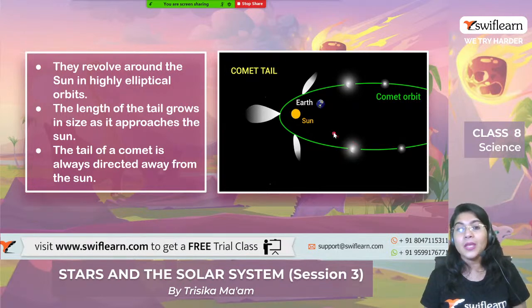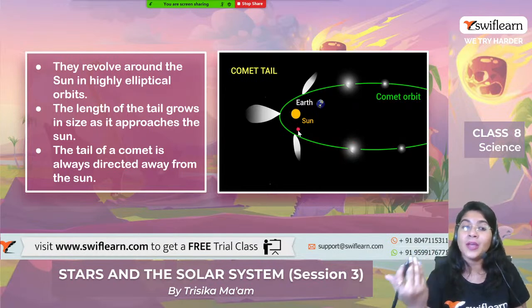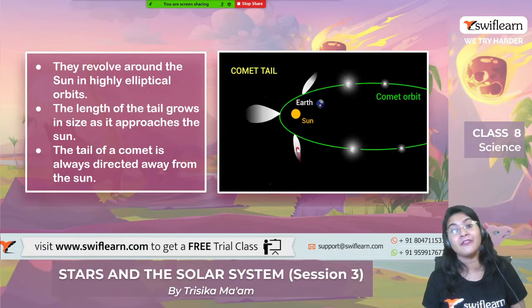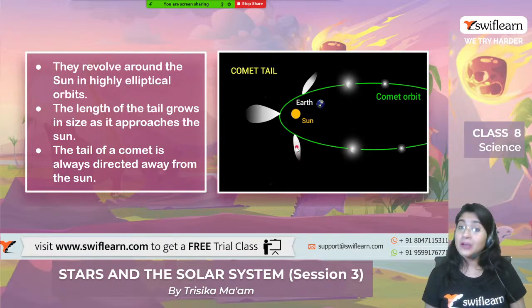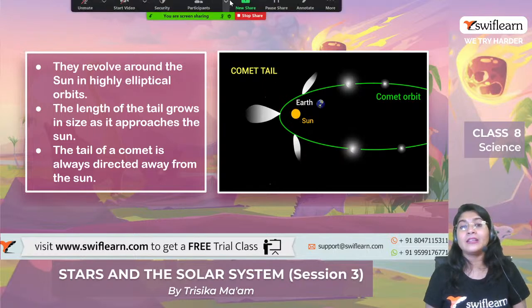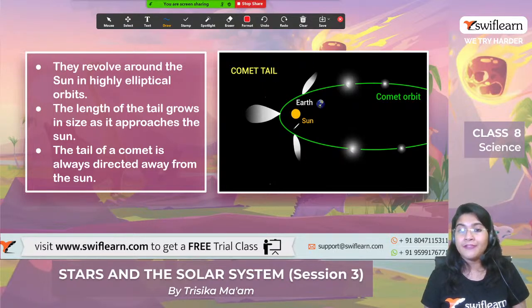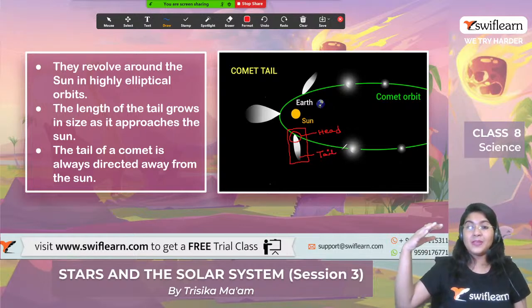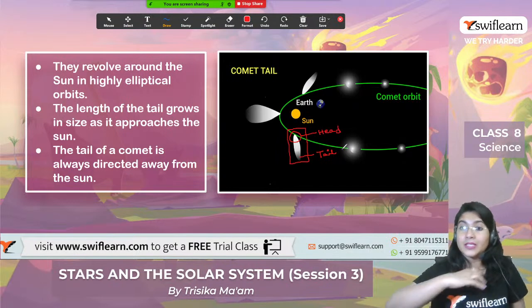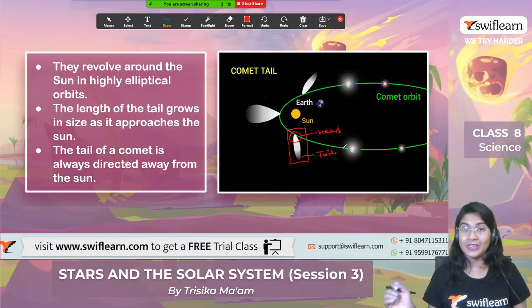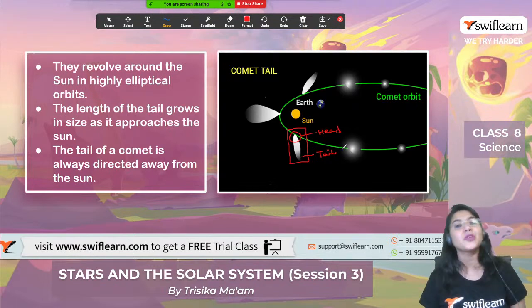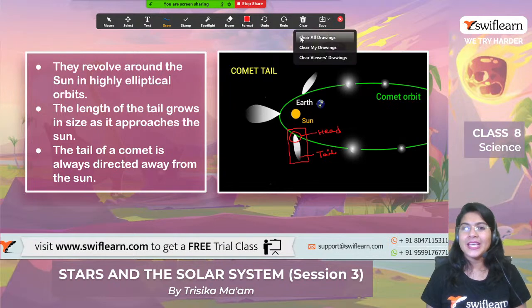But when they are coming towards the sun or are nearby, they have a distinct head and tail. Always remember the head will be facing towards the sun, and the tail will be facing away from the sun. So if I consider this comet, this portion will be the head of the comet, and this portion will be the tail. And when they approach the sun, what will happen? The tail will start elongating, it will start increasing. Clear up to this much? Any question till now? Yes, no?